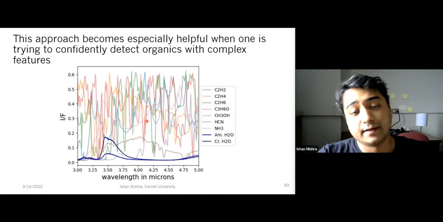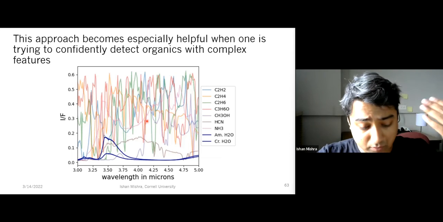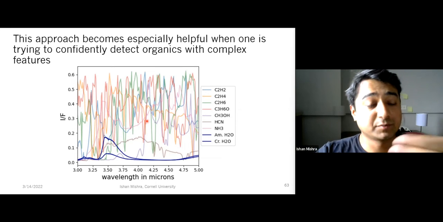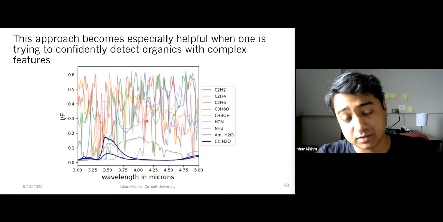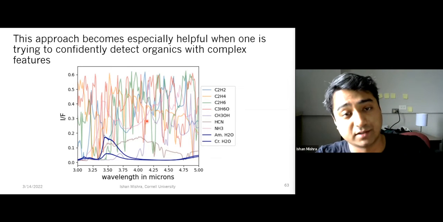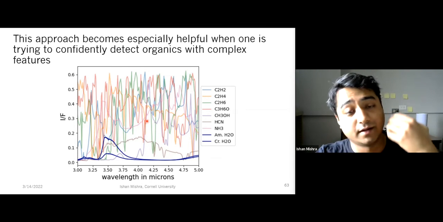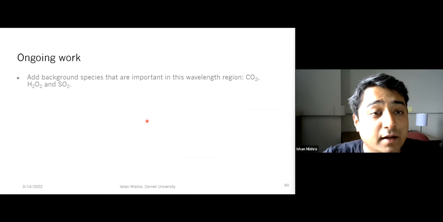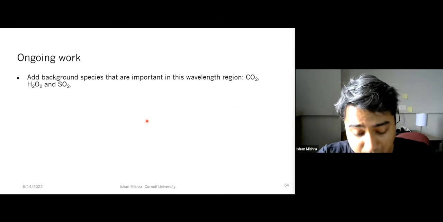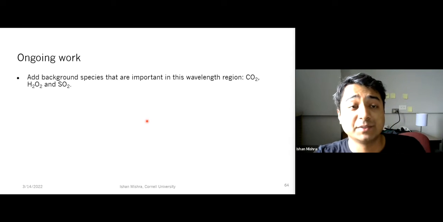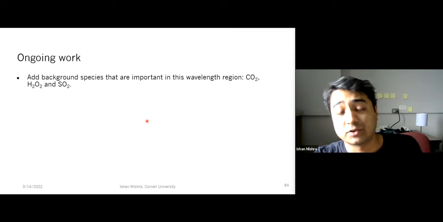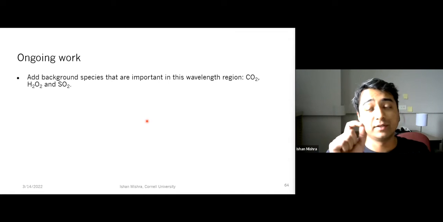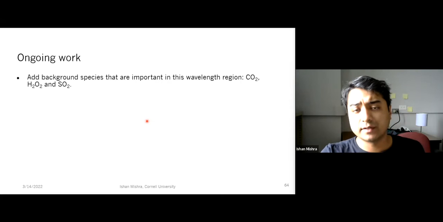All right. I've just started with this work, but this problem is challenging in terms of the spectral complexity of organics, and so something like this can be helpful. In this ongoing work, I am going to next add other trace species like carbon dioxide, hydrogen peroxide, and sulfur dioxide, which also have features in the 3 to 5 microns region, and we have tentatively detected them on Europa.